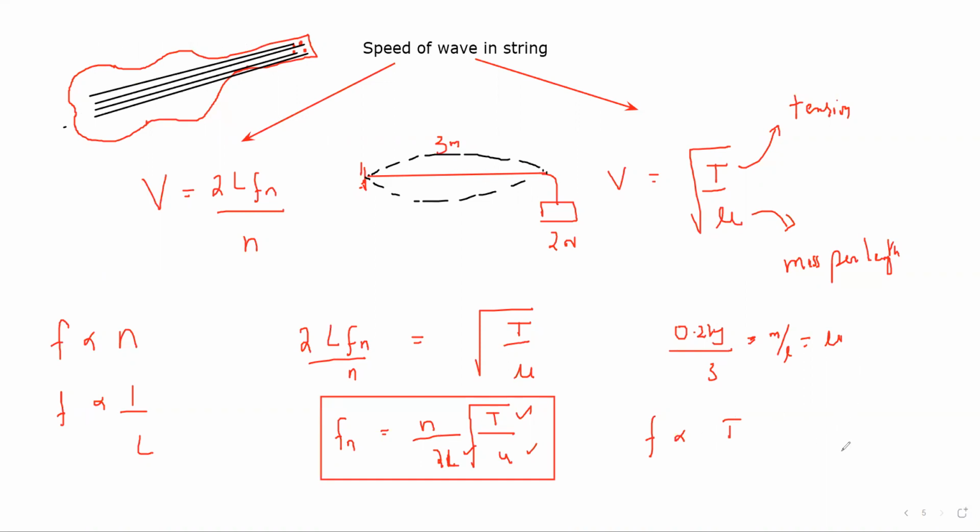And it is inversely proportional to mass per unit length. If we use a thinner wire, it will produce a higher frequency as compared to a thicker wire, because a thicker wire means more mass per unit length as compared to thinner wires. So this is a formula which relates the frequency of vibration of a string with the tension, the mass per unit length, which is denoted by mu, the length of the wire, and the number of loops.